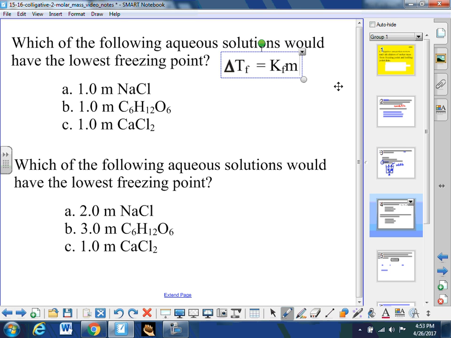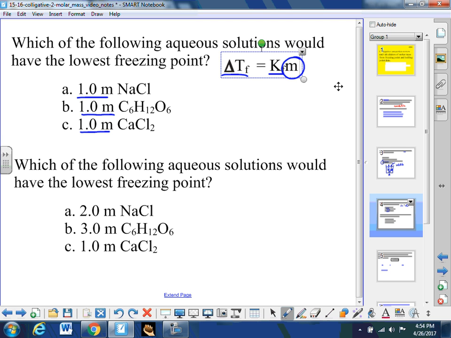Which of these aqueous solutions would have the lowest freezing point? The answer is the one that produces the greatest number of particles. That is what colligative properties depend on, is the number of particles. The equation is the same for all three, A, B, and C. The change in the freezing temperature is the molar freezing point constant times the molality. The molality is the only thing that is going to vary here.